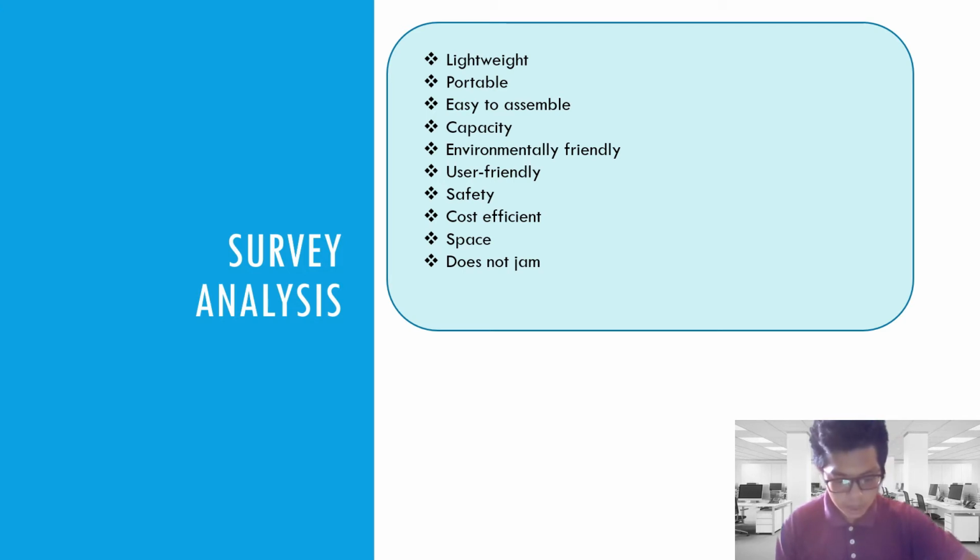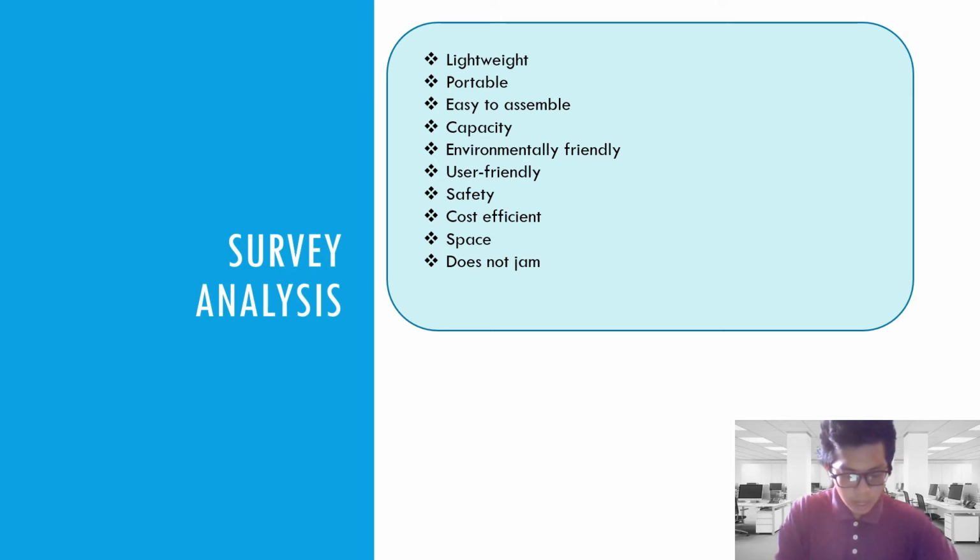And then capacity. The load capacity should not be too small and should not be too big so that it will not take up more space. And then environmentally friendly. The trash bin should cut down the usage of plastic and be as economical as possible. Then user friendly. The product must not be complicated to use and the way to use the product is understood or expected at first glance.